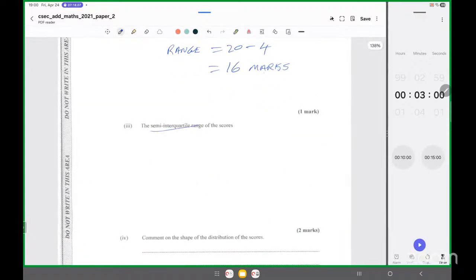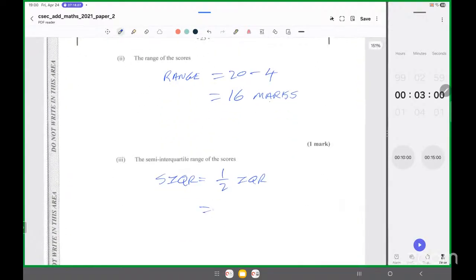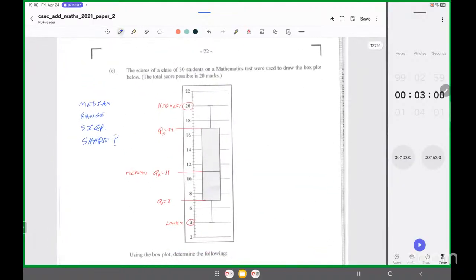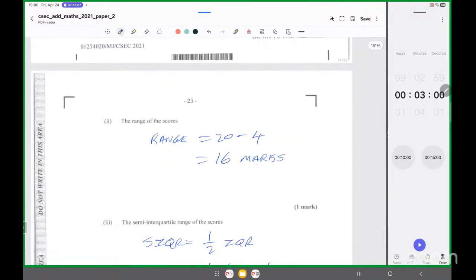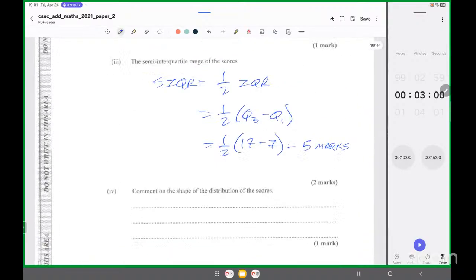Then I want the semi-interquartile range. SIQR is half of the interquartile range, and the interquartile range is Q3 minus Q1. So it's half of 17 minus 7. 17 minus 7 is 10. Half of 10 is 5. So 5 marks.